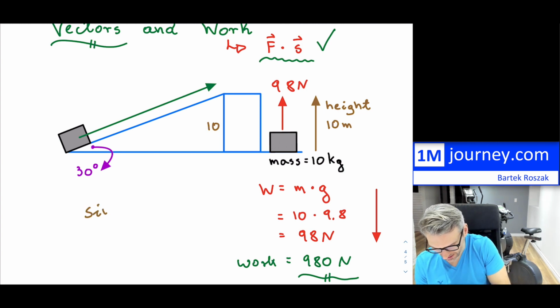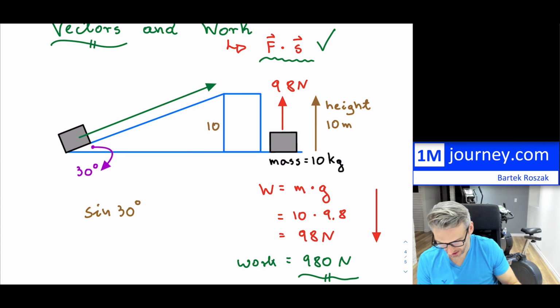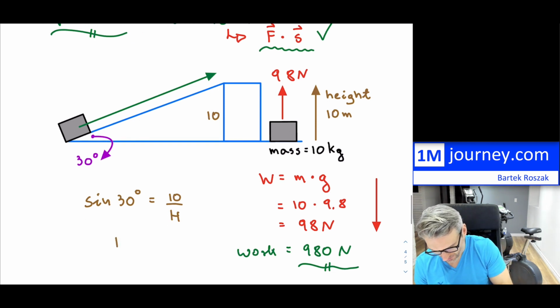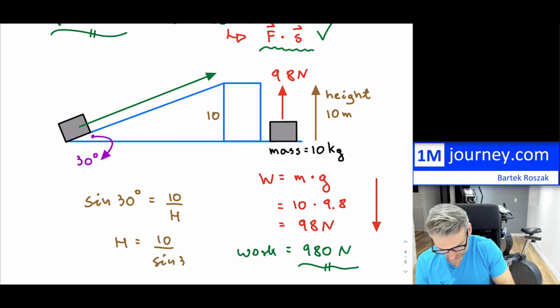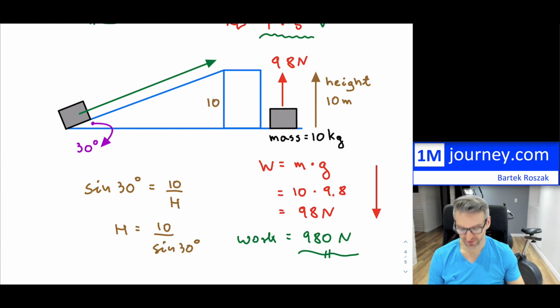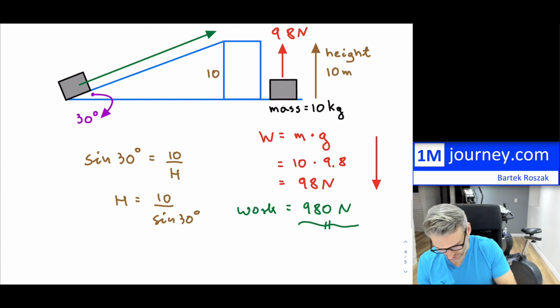Because notice that sine of theta is equal to opposite over hypotenuse. Well, opposite is equal to 10. My hypotenuse, I don't know what that distance is, I'll put capital H in there. Well, that's simply equal to 10 divided by sine of 30. Now, if you remember your unit circle, sine of 30 is a half. And therefore my H is going to be 10 divided by a half, which is just 20 meters.